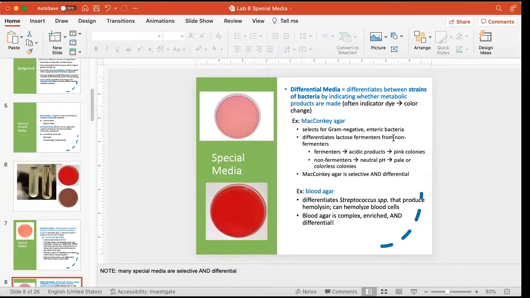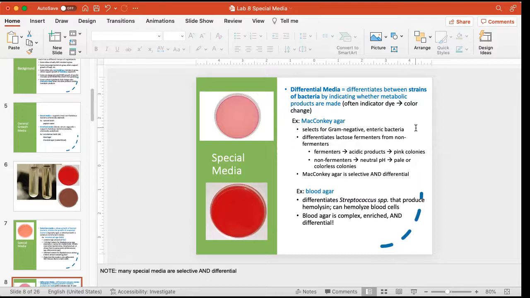One type of differential media that's quite commonly used is called MacConkey agar. Now, MacConkey is a media that is both selective and differential. There are lots of media like that. There are lots of media that are both selective media and differential media. MacConkey is selective because it selects for gram-negative enteric bacteria. Again, that term enteric refers to the gastrointestinal system. So gram-negative organisms that live in the gut. It selects for those organisms and it will select against other types of bacteria. So gram-positive bacteria can't grow on MacConkey agar.